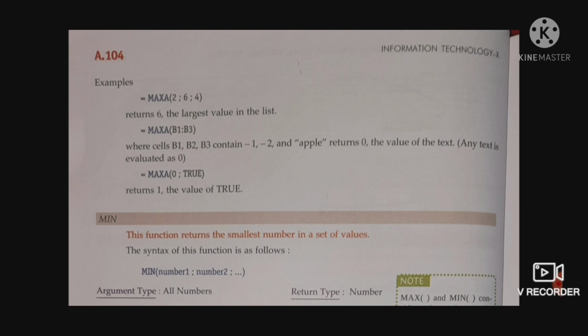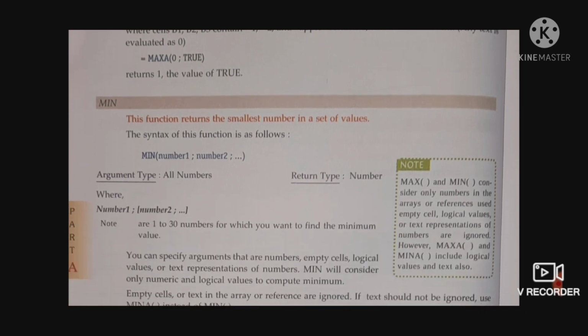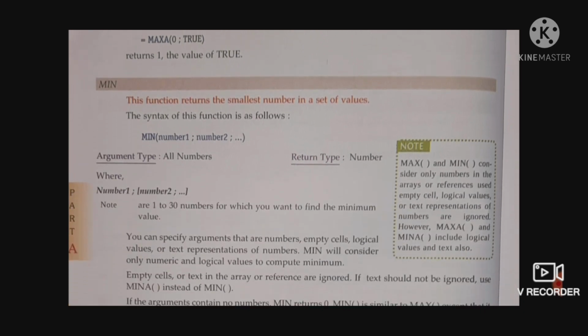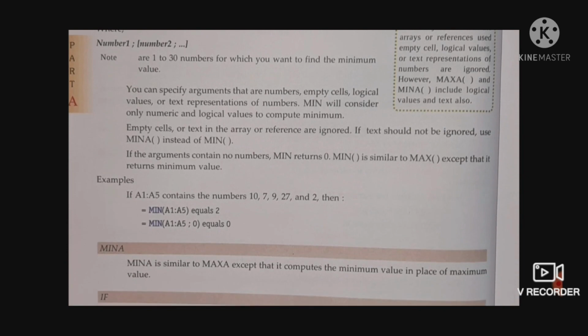Why? Because the value of TRUE is 1. The opposite of the max function is the min function. So what happens in the min function? It returns the minimum or the smallest number.